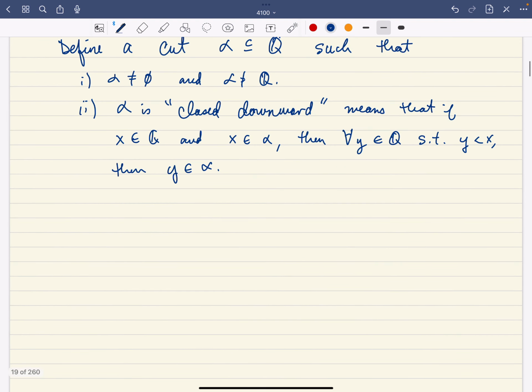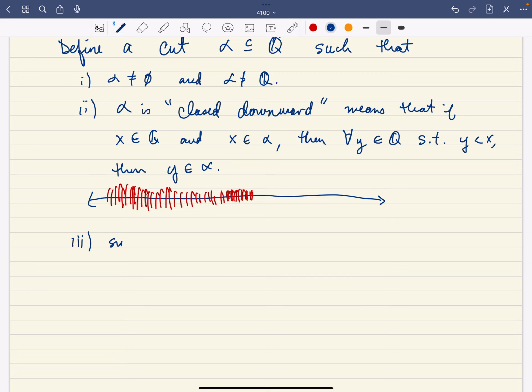Okay, and so what this means just graphically, just to make a little bit of sense of this, is that if you talk about the set of rational numbers, as soon as you have any rational number in the set, you have all of the rational numbers that are smaller than that all the way to negative infinity. Okay, and so that's what I mean by closed downward. And then the third property that cuts are going to have is that the supremum of the cut is not allowed to be in the cut itself.